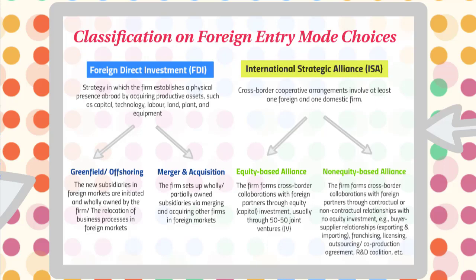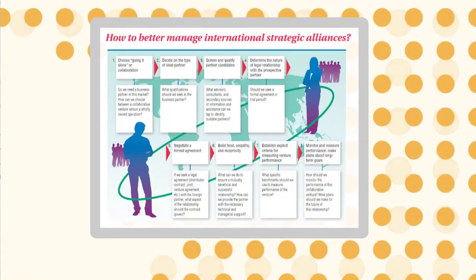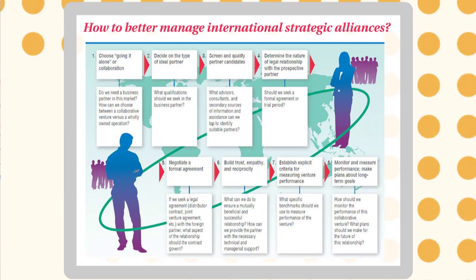Then what about international strategic alliances? How can we better manage ISAs, which are the international collaboration between firms across national boundaries? Here is a managerial framework of ISAs from the textbook. This framework tries to systemize everything involved in alliance management.